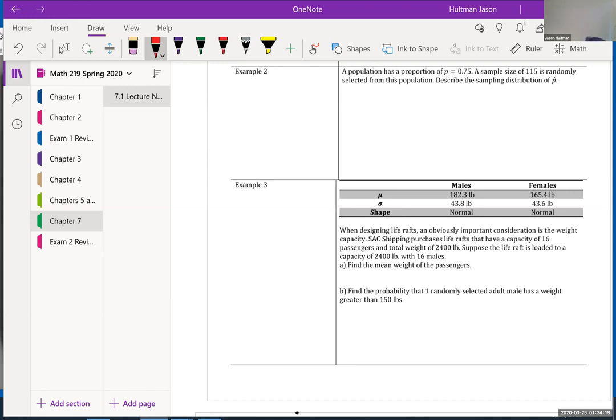Okay, so find the mean weight of the passengers. Well, the average weight of the passenger is going to be 2,400 divided by 16. Okay, that's x bar. So what does this end up being? 2,400 divided by 16. It's 150.